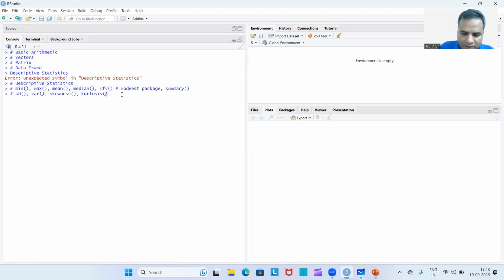Now, just remember, skewness and kurtosis are in the moments package. Just remember all these things. If you type skewness, it will show you an error. If you type kurtosis, it will show you an error. So these two commands are there in the psych package. Any other thing that we learned? Other than standard deviation, variance, skewness, kurtosis: correlation, sir. Correlation. Yeah, okay.